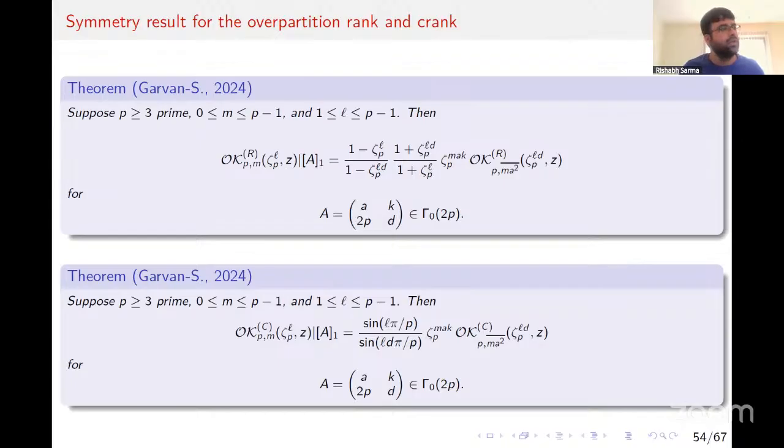But I don't know if the SPT rank or SPT crank, whatever statistics it might be, and then the generating function, the SPT rank generating function or SPT crank generating function, let's say, then I want to know whether a modular property has been studied or not.